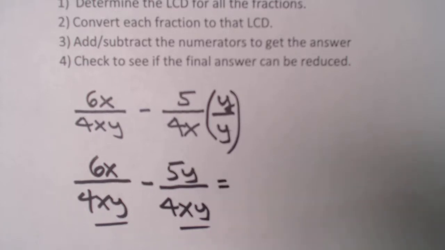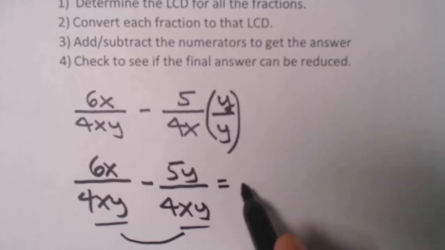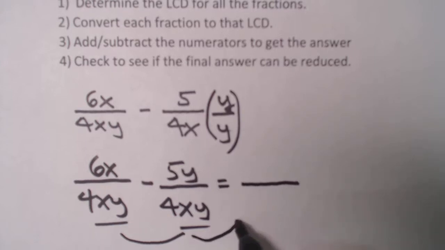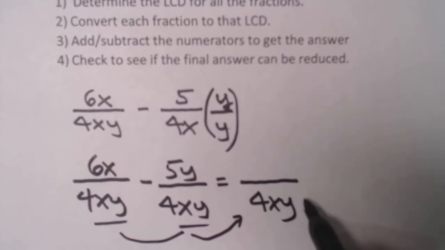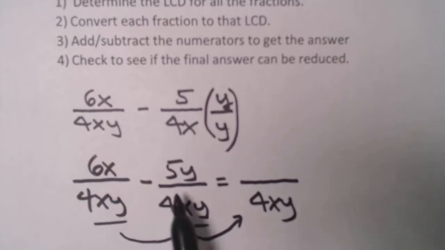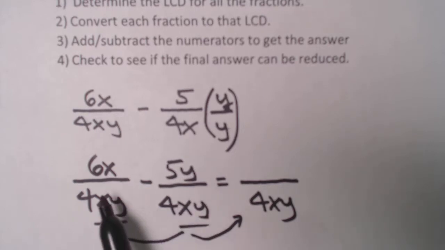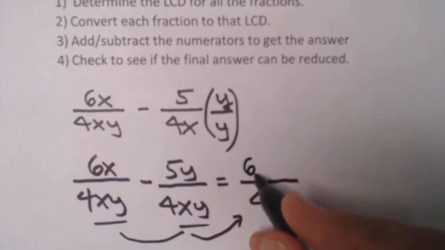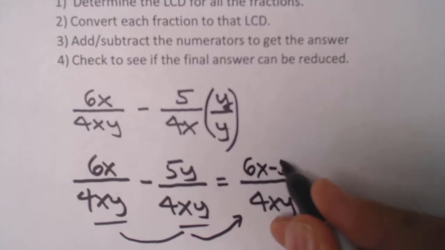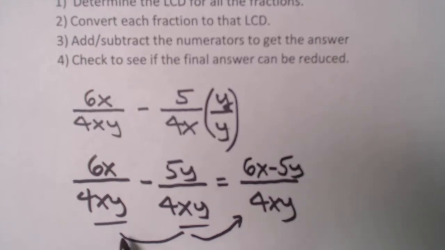The first thing we do is say these common denominators are going to be the same common denominator that we have in our final answer. So let me write down the 4xy. Now, the numerators, we just add or subtract. Notice they're not like. This is 6x, this is 5y. So the only possible thing we can do is write them out like that, 6x minus 5y, all over, of course, the common denominator, 4xy.